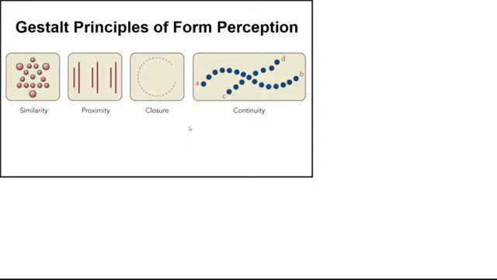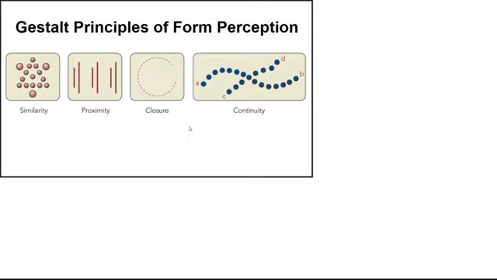For proximity, here we add space in there. Instead of treating all the small lines as the same and all the large lines as the same, because of that space, we have three pairs. A small and a large line are together. They're in close proximity to each other, and we tend to associate them together. So we would view this as three groups of two instead of looking at three small lines and three large lines.